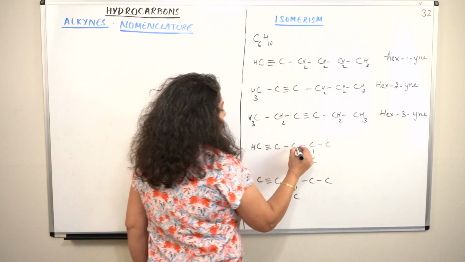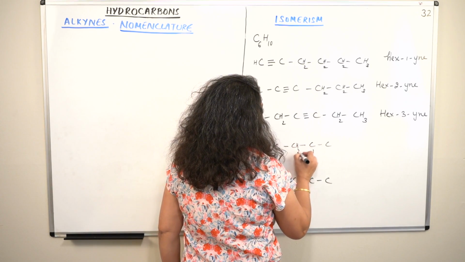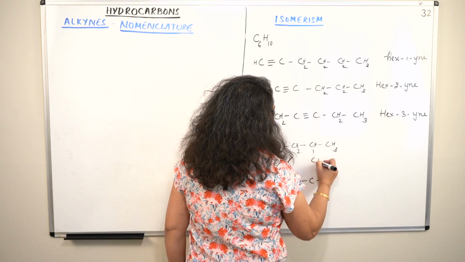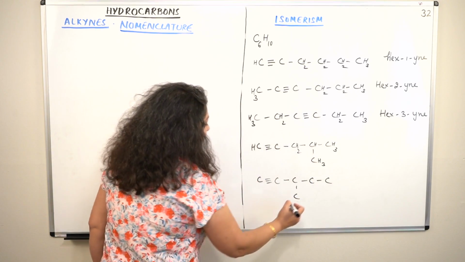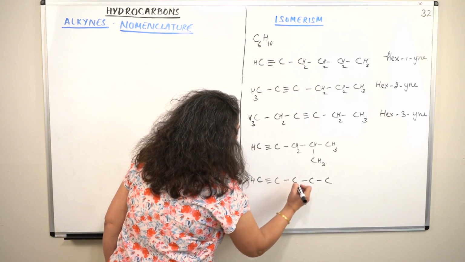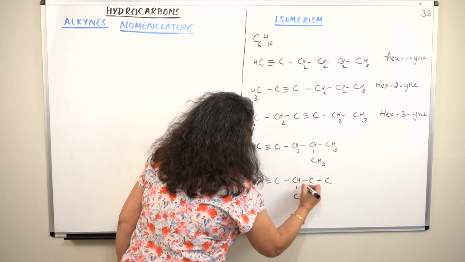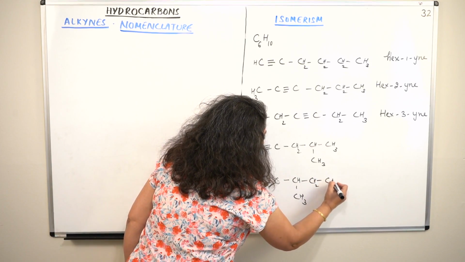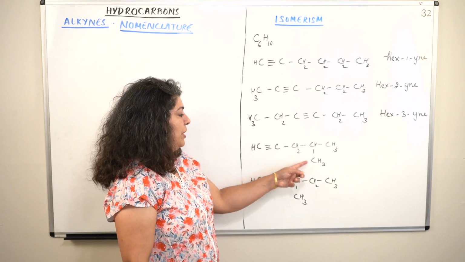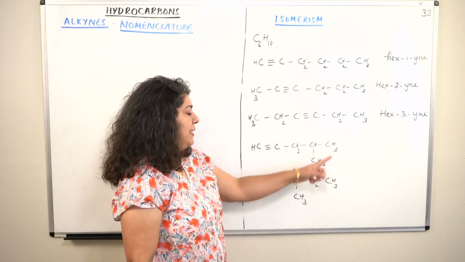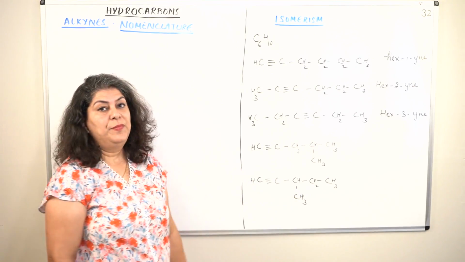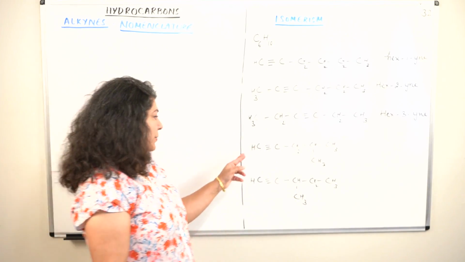This is forming 4 bonds, no hydrogen, 2 bonds, 2 hydrogens, 3 bonds, 1 hydrogen, 1 bond, 3 hydrogens, 1 bond, 3 hydrogens. Right? 1 bond, 3 hydrogens, 3 bonds, 1 hydrogen, 4 bonds, 3 bonds, 1 hydrogen, 2 bonds, 2 hydrogens, 1 bond, 3 hydrogens. Let us count the hydrogens. Now 1, 2, 3, 4, 5, 6, 7, 8, 9, 10. Correct. They are all correct. Let us name these now.